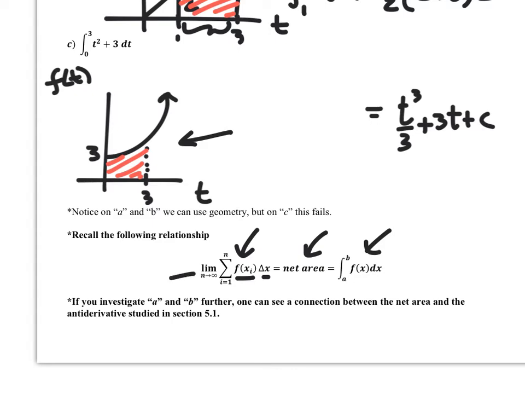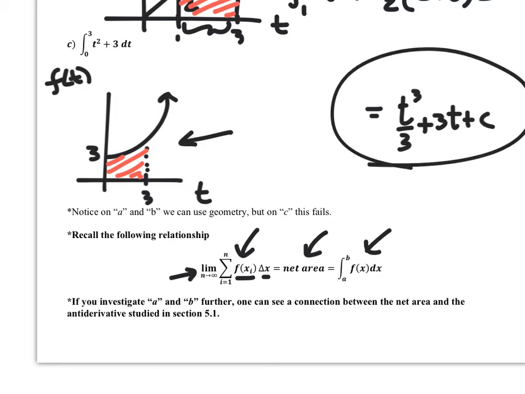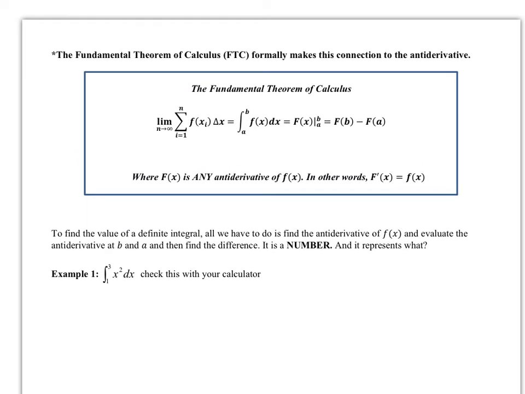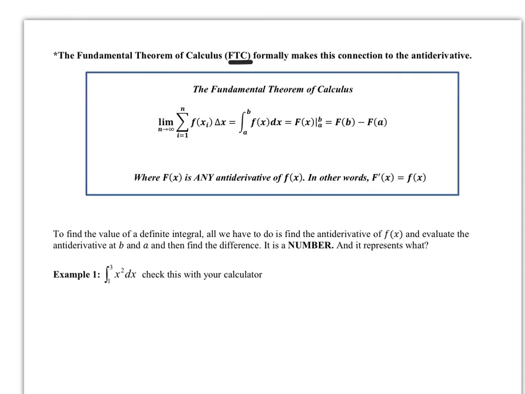And as n goes to infinity, we accumulate these areas as we get closer and closer. As delta x gets smaller, we get closer and closer to an exact area. If we were to investigate this further, we would see a connection between the net area and the antiderivative, hence why we found all these antiderivatives here. We're going to use that in the next slide.